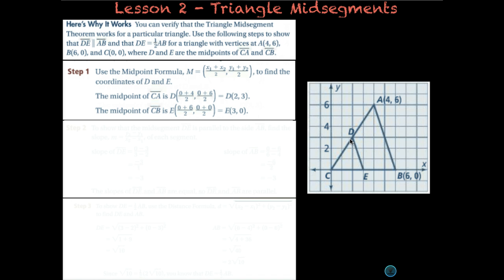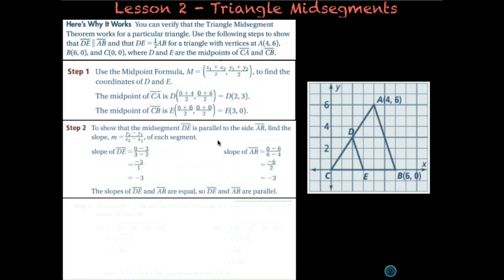Well, we know how to use the midpoint formula. In fact, we've just recently used it. So to figure out if D is the midpoint of CA, we need to find the coordinates of C and the coordinates of A and find the average of the x's and the average of the y's. If we do that, we get (2, 3), and that's where D is. If we do the same thing for E and find the average of our C and B coordinates, we get (3, 0), which is right here. So we have now proved that DE is in fact connecting the midpoints of these two legs of the triangle. Let's look at step 2.